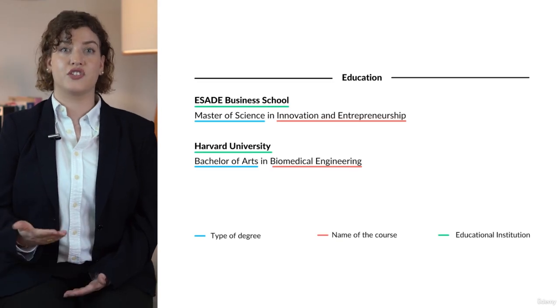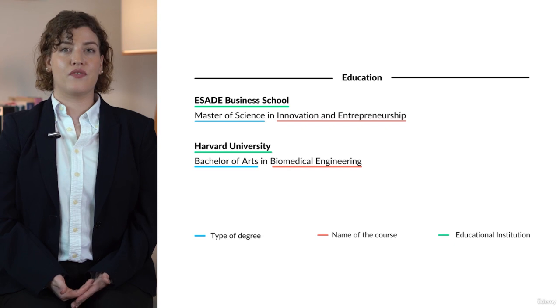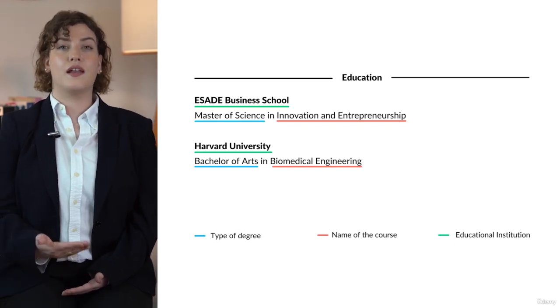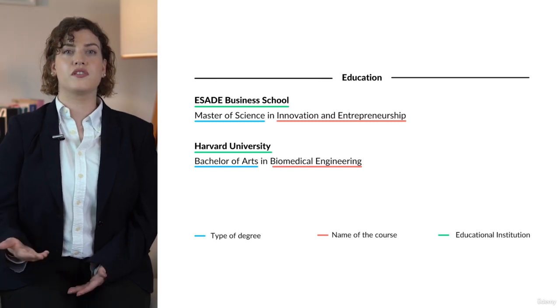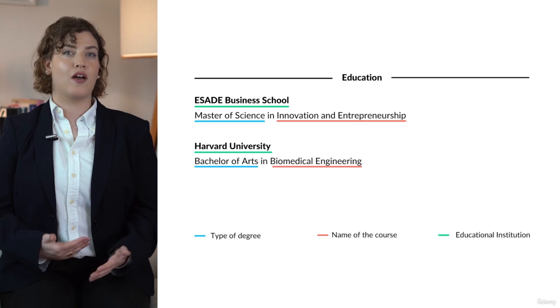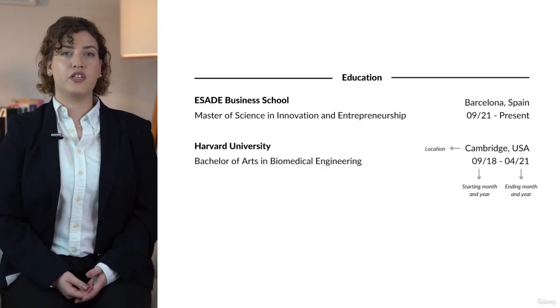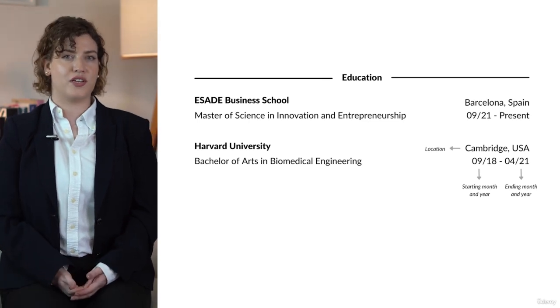In the education section, for each degree you have from the bachelor's degree onwards, specify the type of degree, the name of the course, and the educational institution. For example, Master's in Entrepreneurship at ESADE, or Bachelor of Arts in Biomedical Engineering at Harvard. For each academic experience, add the starting and ending month, year, and location.